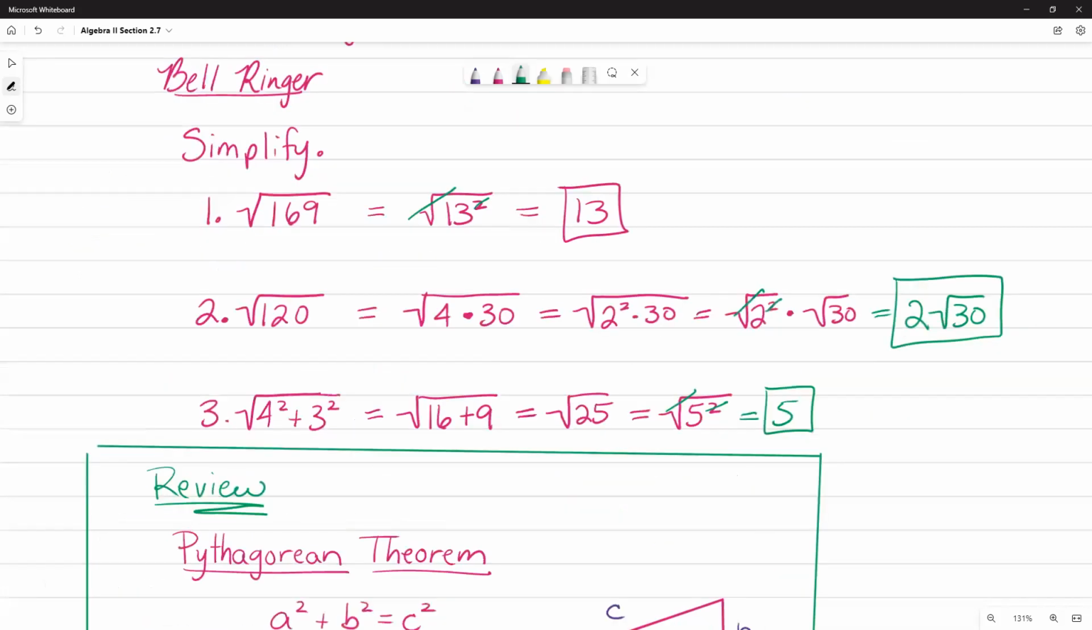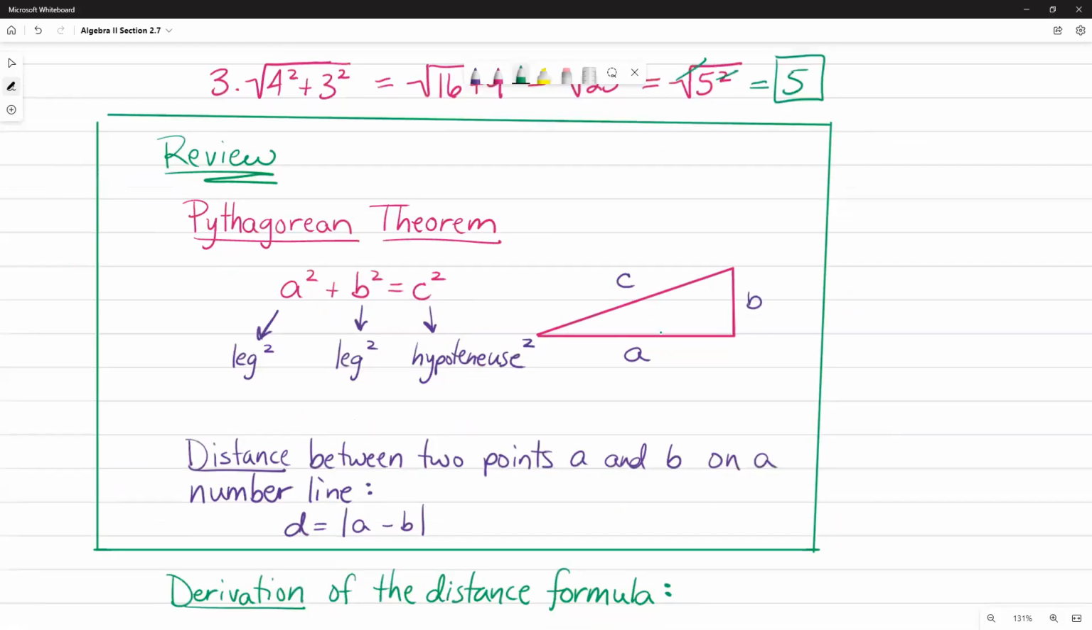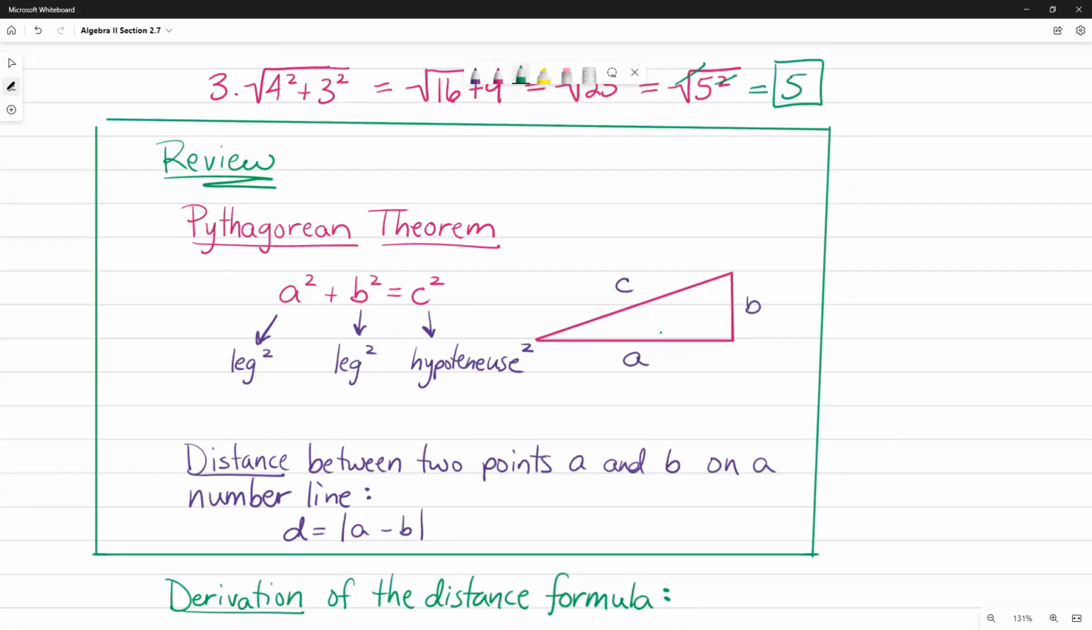All right, so moving on to the next part. This will be very important to have. So the Pythagorean theorem is about the relationship between the sides and the hypotenuse of a right triangle. I should probably designate that. This is a right triangle.